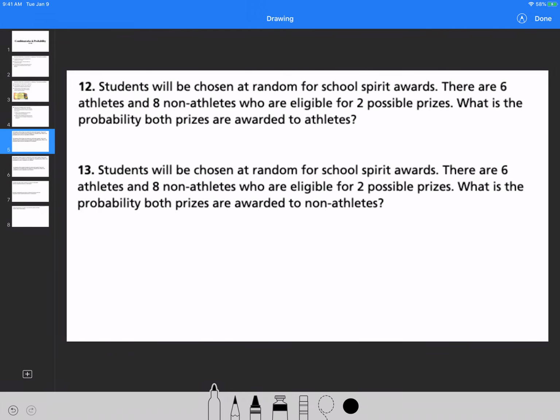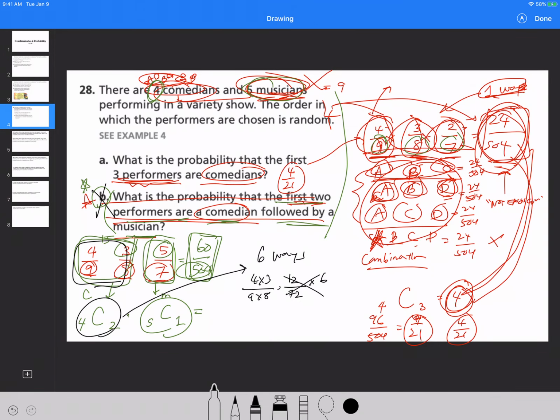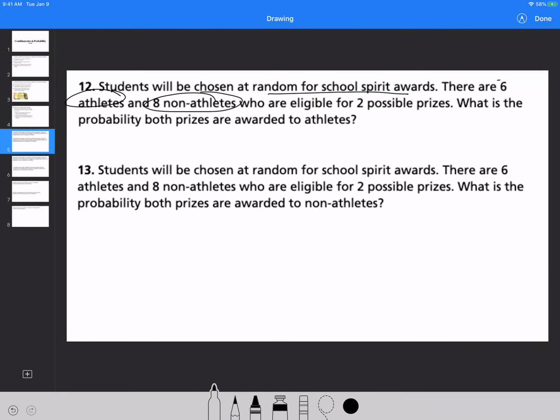For your quiz today, I want to give you several questions dealing with probability and combinatorics, and I will make sure that it's doable. If you have any questions, please let me know. You will see mostly something like this, where students will be chosen randomly for school awards. There are 6 athletes and 8 non-athletes, just like the one we have seen before, 4 comedians and 5 musicians. And then you'll be able to find out what is the probability that both prizes are awarded to athletes or non-athletes. This is your quiz question.